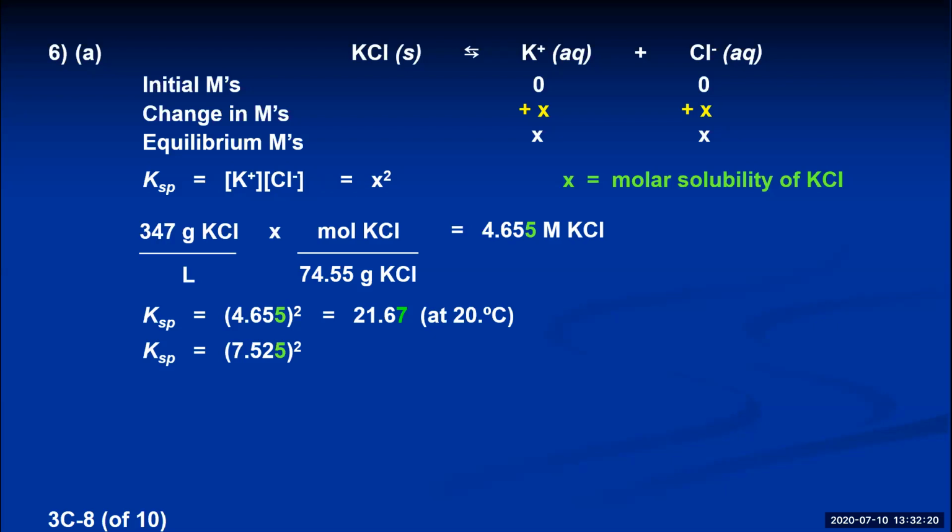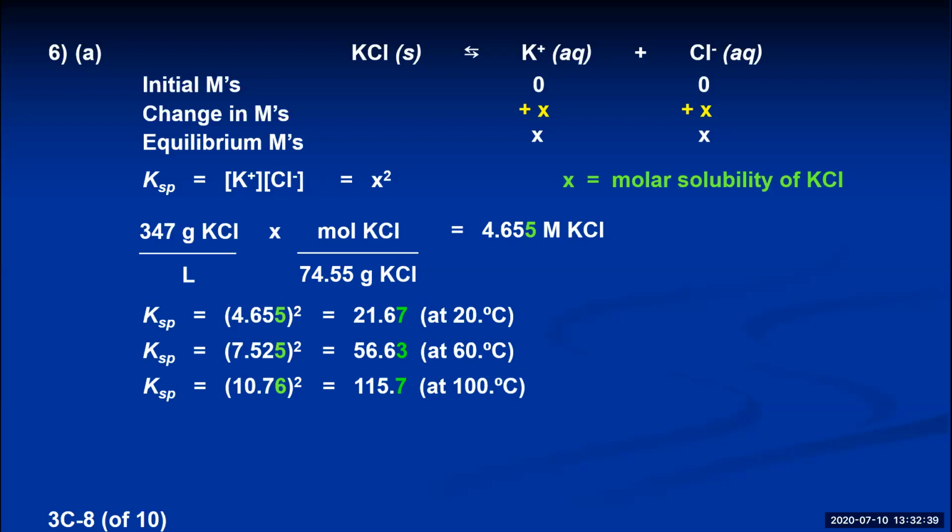So if that's the value for X, you square that, and you get the KSP at 60 degrees. And then if you calculate the molar solubility at 100 degrees, that came out 10.76 molar. So if that's the value for X, you square that, and the KSP at 100 degrees comes out 115.7.